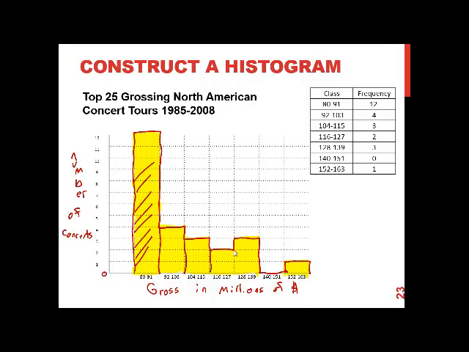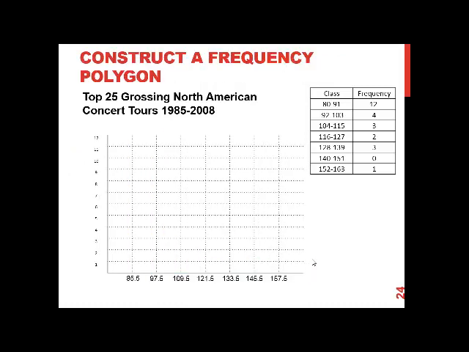So now let's look at a frequency polygon. With the frequency polygon, we're slightly different. Notice that I have marked our class marks. For the class 80 to 91, our class mark is 85.5, and I will mark for that. We've got a 12. For the 92 to 103, our class mark is 97.5. That'll be 4.